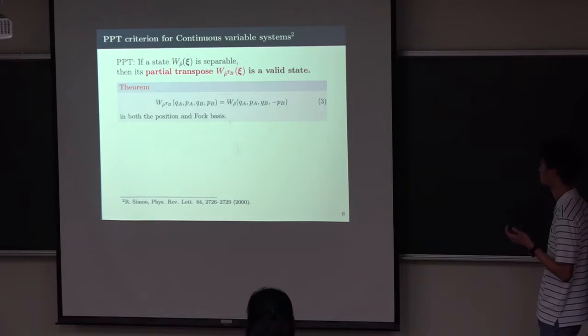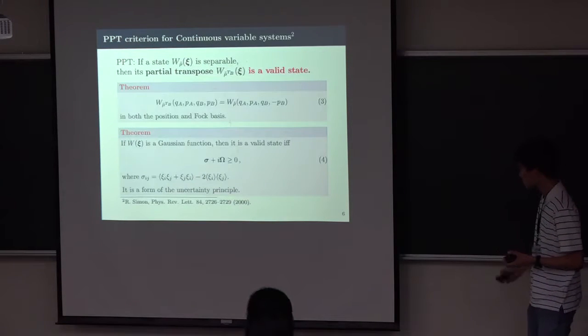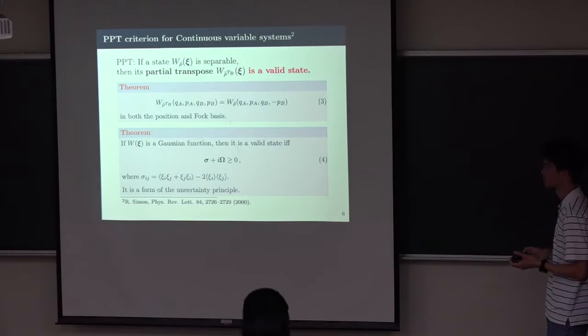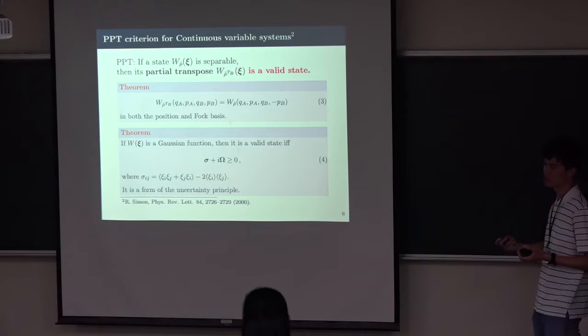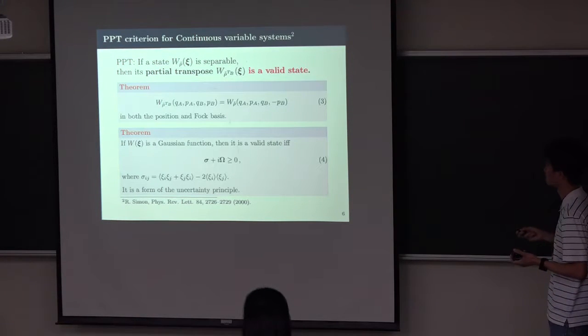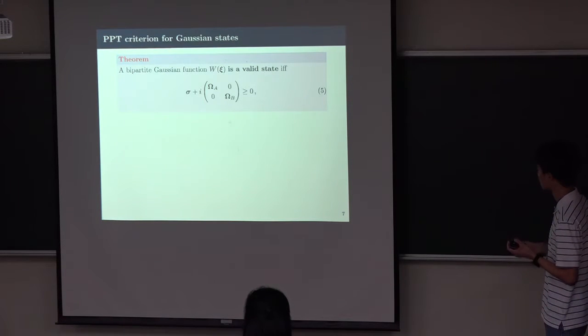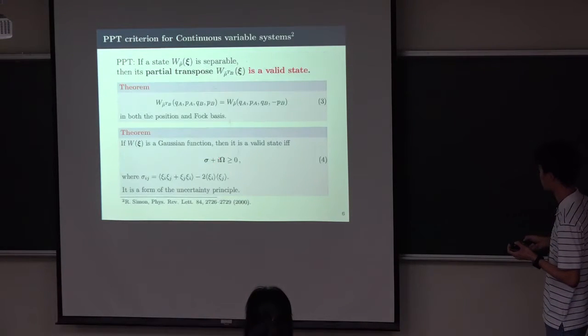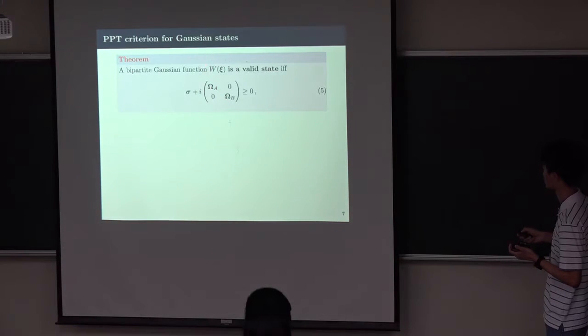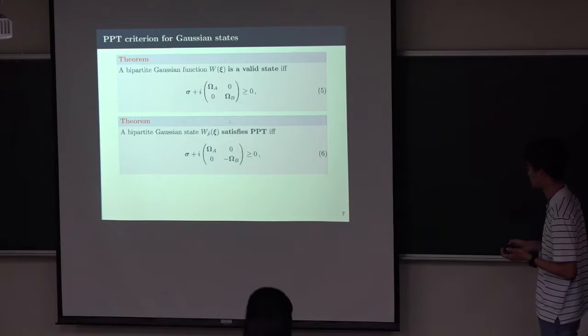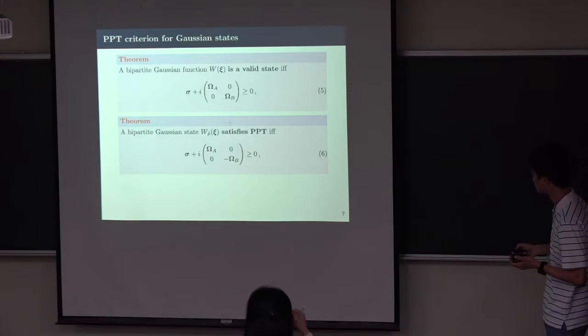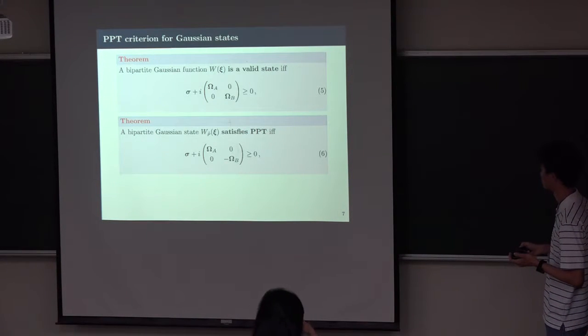So here we can compute the partial transpose as a phase-space function. Now we can put these two things together to derive a PPT condition for the Gaussian state. We break the omega matrix into two parts, corresponding to subsystem A and subsystem B, and then we can derive that the PPT condition is this.